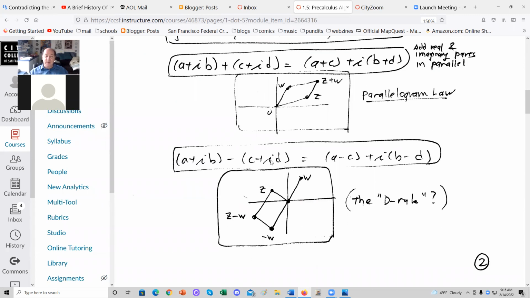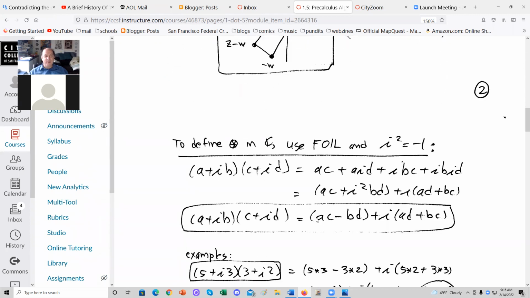a plus ib minus c plus id, you subtract the real and imaginary parts. a minus c here, b minus d here. All right. Geometrically, it's sort of like the addition rule, only you have to add a negation step. If here's 0 and here's z and here's w, then minus w is the same length as w, but in the opposite direction. So there's negative w. Then z minus w is z plus negative w. So you draw this parallelogram here, and here's z minus w. I call this the D rule because it makes a letter D on the plane, and D stands for difference. Now, multiplication is a little more complicated.